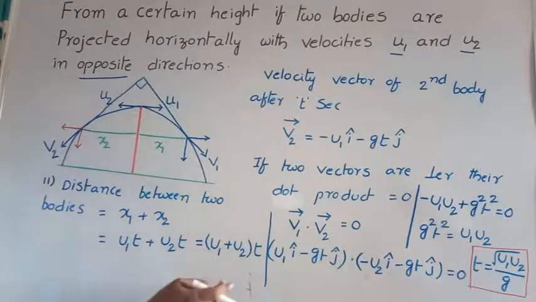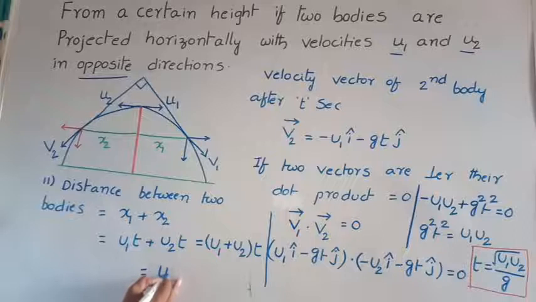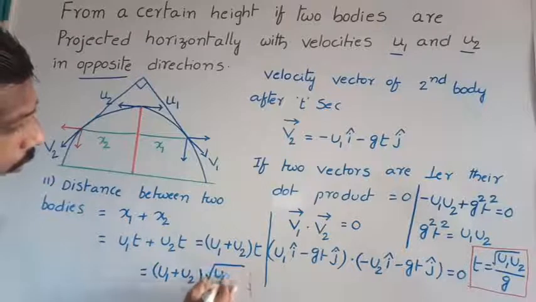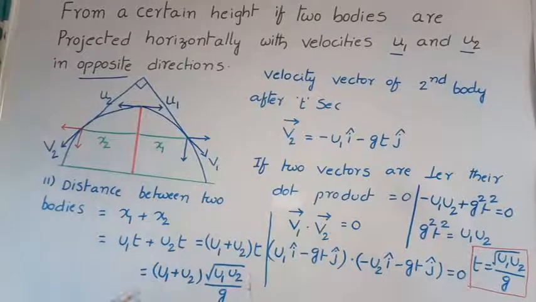Okay, velocity vectors are perpendicular at t is equal to root over u1 u2 by g. So then the separation is equal to (u1 plus u2) into root over u1 u2 by g. This is the separation between two bodies, or the distance between the two bodies, when velocity vectors are perpendicular. Clear?